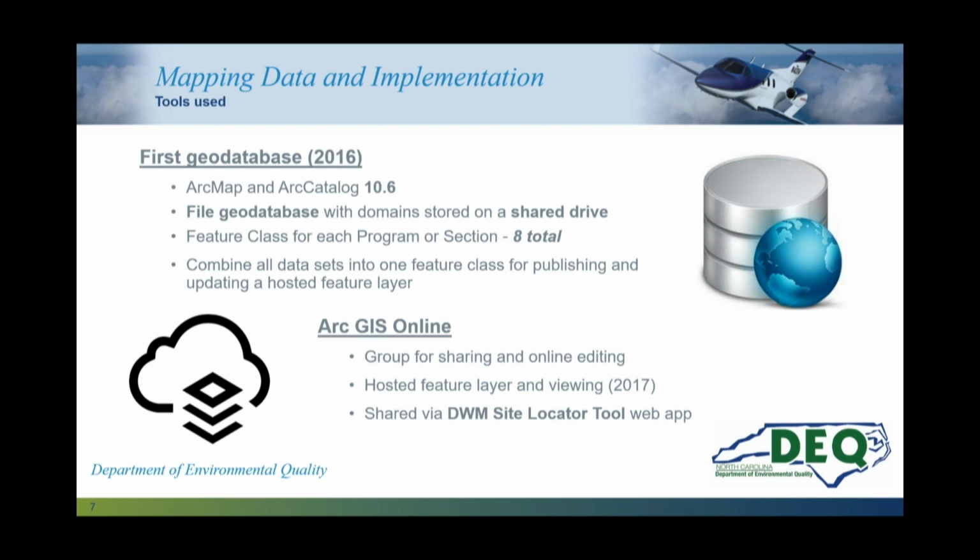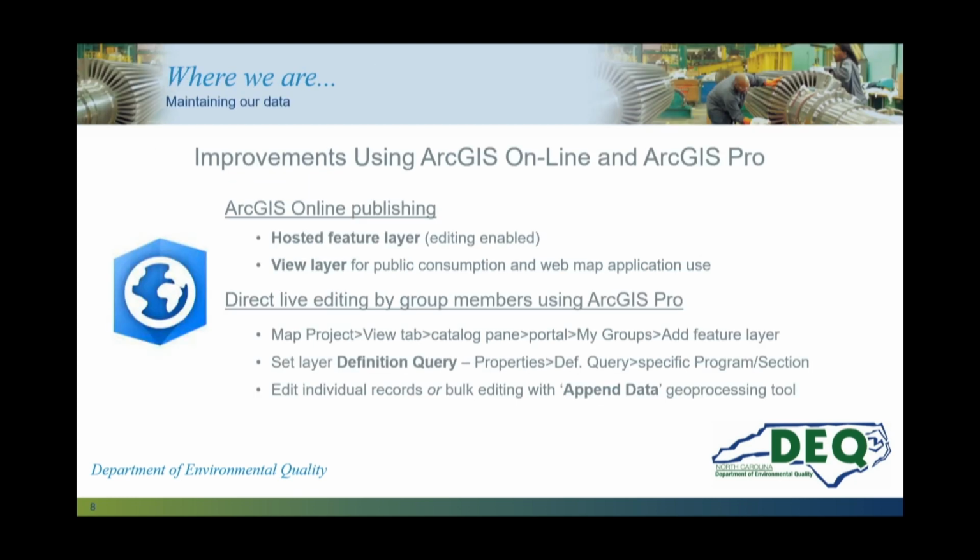So if you notice that our hosted feature layer and viewing was established in about 2017, a few years back. And once we had that out there, as I mentioned, the DWM site locator tool was available for viewing that data set as well. Okay, so the improvements obviously with us were moving into ArcGIS Online and then using ArcGIS Pro.